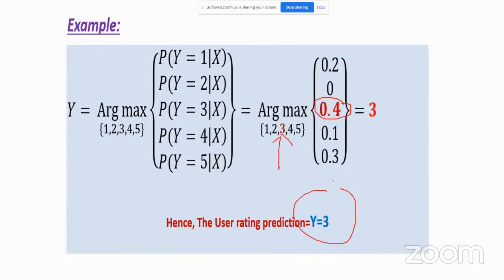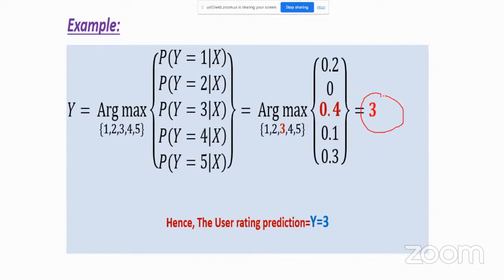So this is a simple example. We have to calculate the probability for all the ratings 1 to 5, out of which we have to look for the maximum. And finally, we have to look at which rating the maximum corresponds to, that is called the final rating prediction. In our case, 0.4 is the maximum probability, and it corresponds to which rating? 3. Because 0.1 is rating 1, 0 is rating 2, 0.4 is rating 3, 0.1 is rating 4, 0.3 is rating 5. So out of this, the maximum is 0.4, which corresponds to rating 3. Therefore, the final rating prediction is 3.